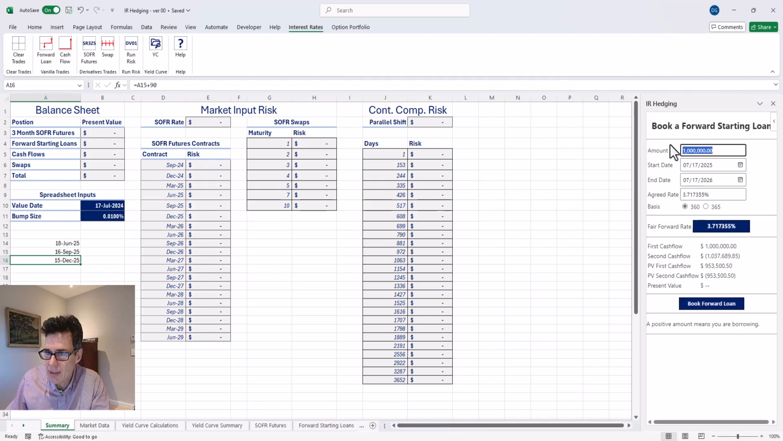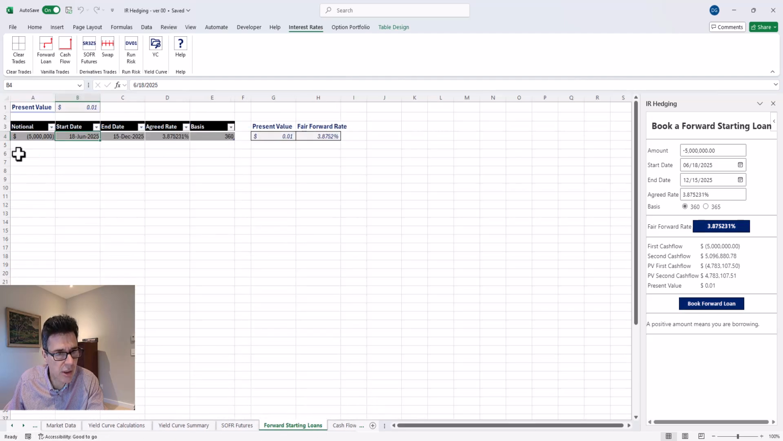So let's lend. Let's put $5 million into our lending. We're going to start on June 18th, 2025. We're going to end on December 15th, 2025. Again, now the rate's not quite as nice. 3.875231. We do the fair rate. You can see our present value is essentially 0. Book the loan in. We can look at that forward starting loan. There it is. Short $5 million. We're lending. Starts in June, ends in December, and so on.